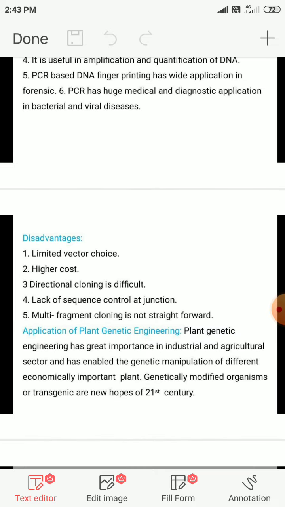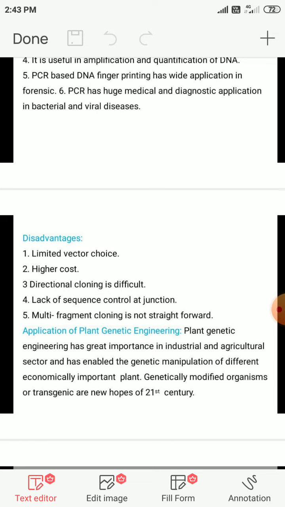Some disadvantages are also there. It has a limited vector choice. The vectors are very limited. A particular vector is responsible for the RT-PCR technique, or the particular vector is also a type specimen. Then it has higher cost, directional cloning is difficult, there is lack of sequence control at the junction, and multi-fragment cloning is not straightforward.